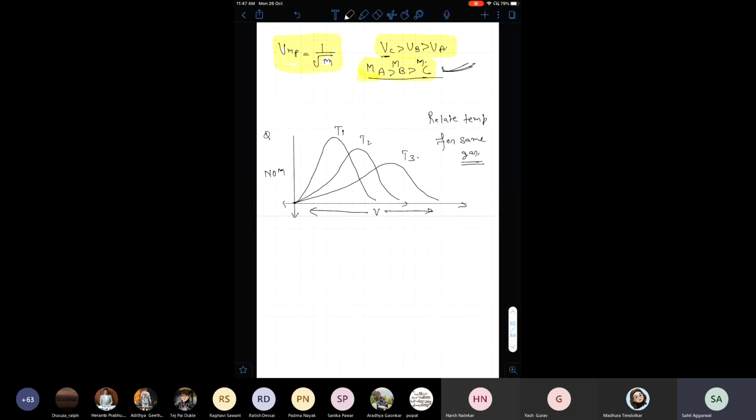So here velocity is increasing. V1, V2, V3. Velocity is directly proportional to temperature. So temperature should also increase. That's it.